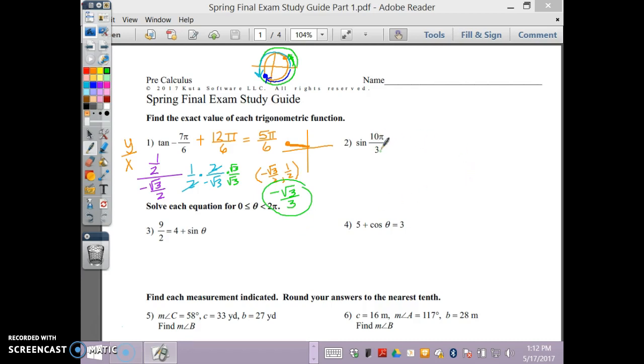Okay, for the next one, 10 pi over 3, that angle is too big. So I'm going to subtract 2 pi. And 2 pi is going to be 6 pi over 3, because 6 divided by 3 is 2. So 10 minus 6 is 4. So I am looking at the sine, which is the y value, at 4 pi over 3. So if I go to my unit circle, 4 pi over 3 is going to be down here, and the y value there is negative square root of 3 over 2.